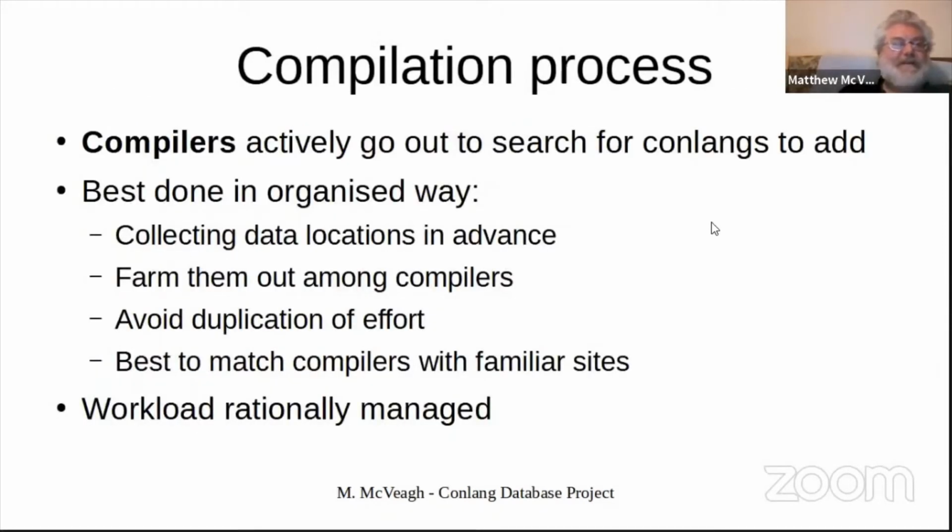Compilation process. So we're moving on from the contributors contributing via the submission form. So the compilers will actively go out and search for conlangs, and this is best done in an organized way. And I've thought a lot about this. It'd be quite easy to duplicate effort by two people searching the same forum or the same wiki. It'd be much better to avoid that by getting a consistent list of all the locations in advance, farming them out to people by agreement.